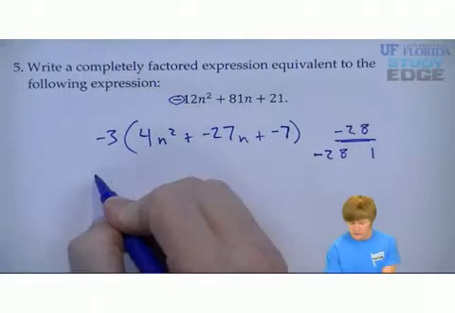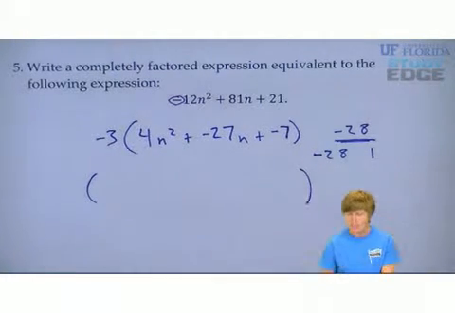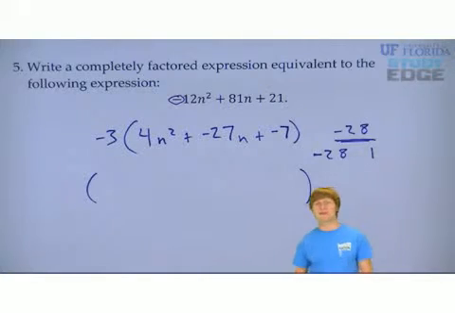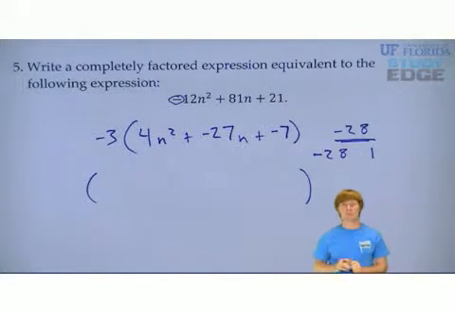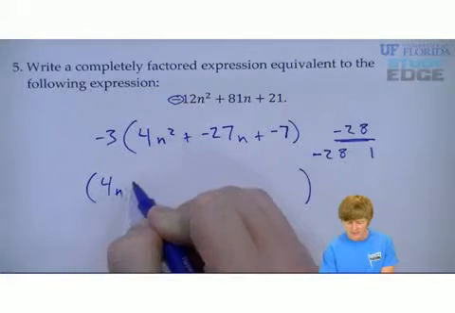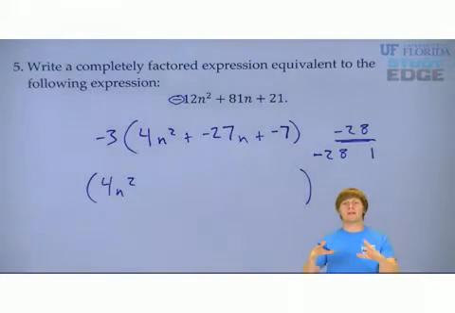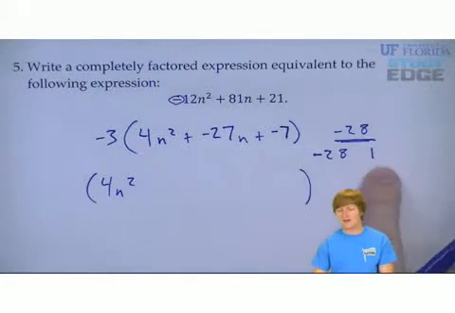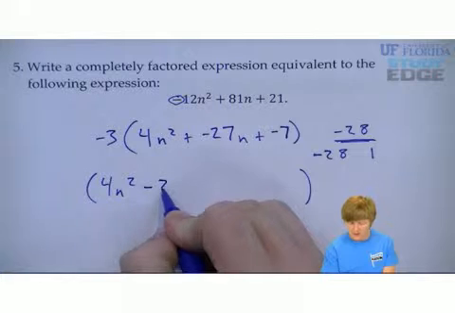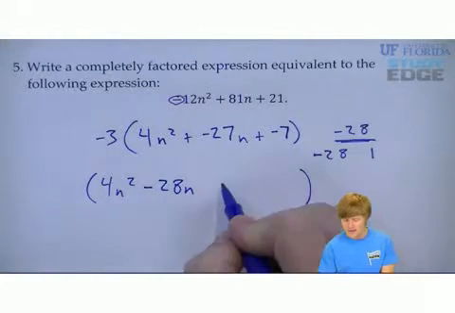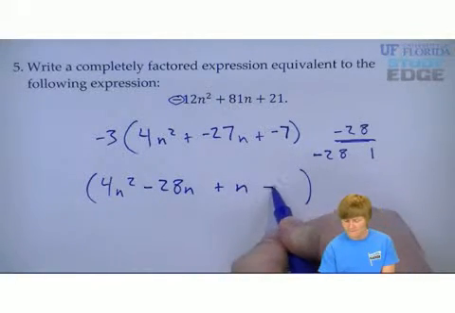Well, what I'm going to do is actually rewrite the inside of my parentheses. But now, instead of writing negative 27n, I'm going to split it up. Okay, we're going to factor by grouping. I'm going to split that up. So the way that I'm going to do that is I'm going to have 4n squared. I'm going to split this negative 27 up into negative 28n and 1n. So I've got minus 28n, and I've got plus 1n.